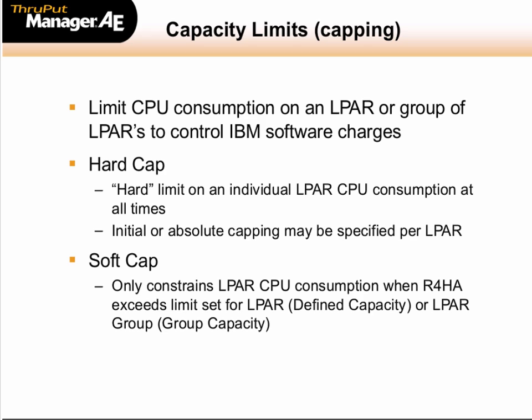Caps are also referred to as capacity limits. As I mentioned, their primary purpose is to control monthly software charges by limiting the rolling 4-hour average. Hard caps limit application CPU consumption to the capped level at all times. This means the rolling 4-hour average can never exceed the cap limit. Soft caps only limit application consumption when the rolling 4-hour average exceeds the cap level.